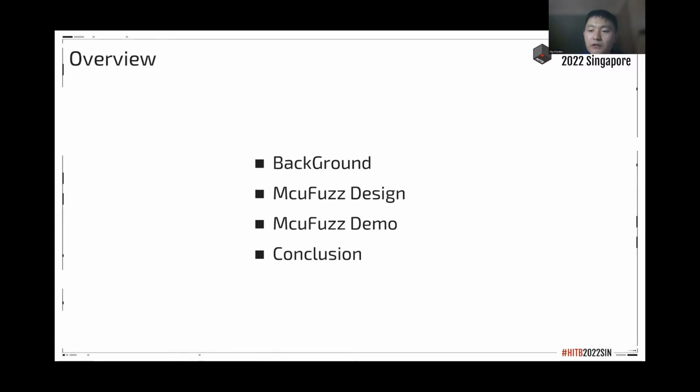The second part talks about the detailed design of the MCUFuzz and how to realize coverage-guided intelligent fuzz with the help of hardware debugger. The third part is a demo practice, which is a fuzzing of a CAN-bus application. The fourth part is a conclusion and the prospect of future works.